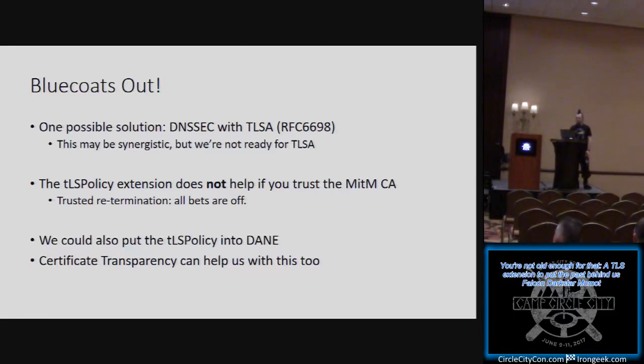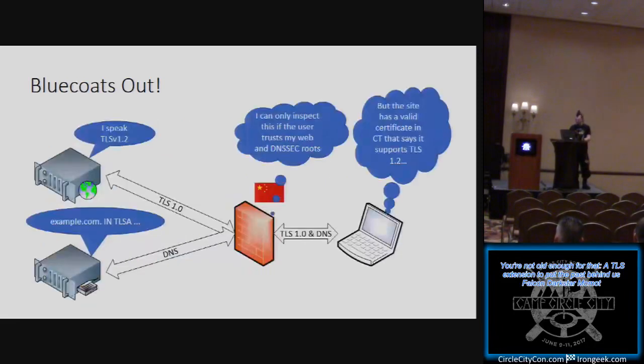Again, it doesn't help if you trust the man-in-the-middle CA. If there's a trusted retermination, all bets are off, and you just have to know that you're being interfered with because you installed the malicious root CA. So essentially, the diagram of what an intercepting proxy that is intending to commit fraud or censorship would have to do now suddenly looks like this.